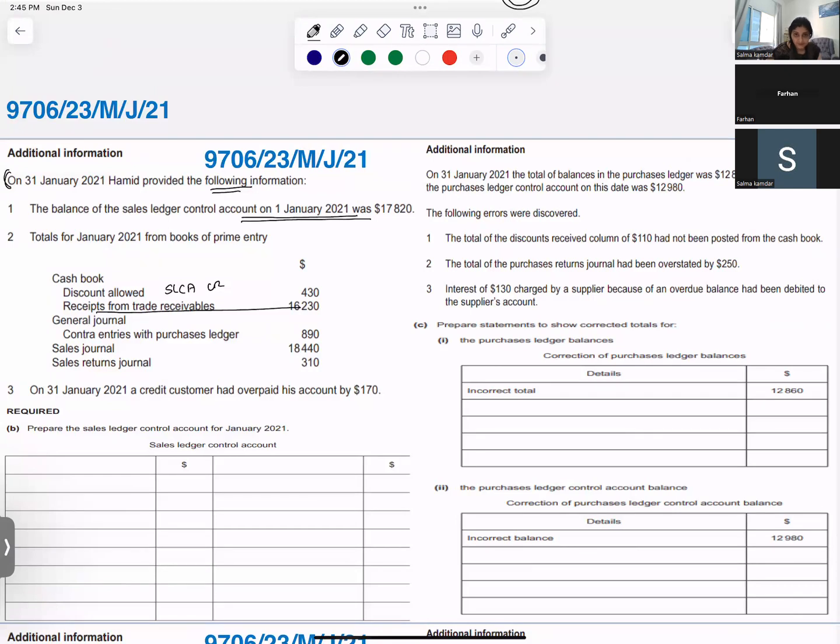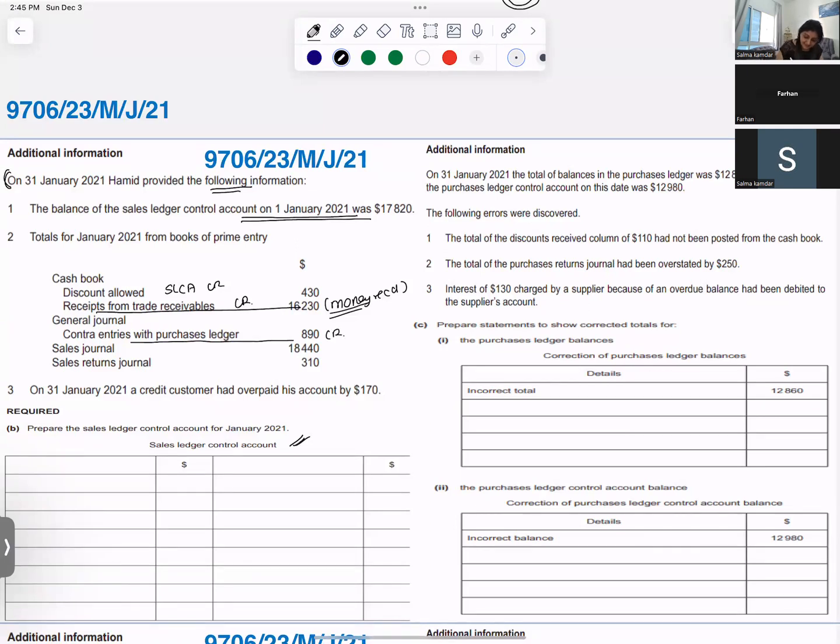Receipts. Okay, so it's sales then, right? This is money received, right? Receipts from trade receivables is money received, right? Yes, money received. Which side? Credit side. Okay, SLCA credit side. Come on. Contra entry with purchase ledger. Which side? Would this come in both SLCA and PLCA? But right now, what are we asked to prepare? SLCA. So it's going to be coming on the credit side.